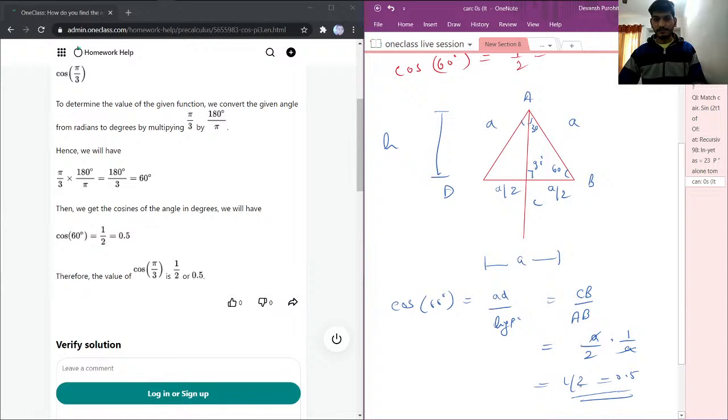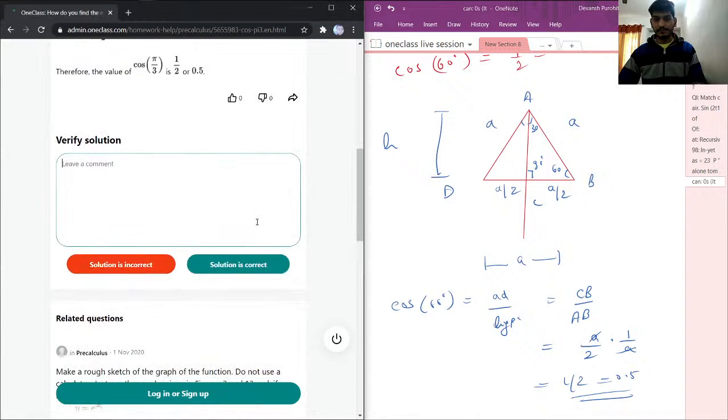For calculating sine, we can just use the Pythagoras theorem to find the height, and then we can write opposite over hypotenuse. So the solution given by Junior Tutor is correct. Great work.